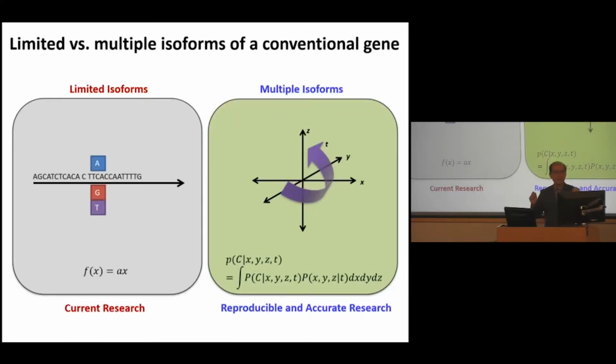So when we are looking at limited isoforms of a single gene compared to multiple isoforms of a single gene, if you are looking at limited isoforms, we use the formula f(x) equals a x. I'm just trying to make it rather simple here. However, when we are looking at the multiple isoforms of a single gene, then we are looking at a rather complex formula to understand and also to design our studies. But by introducing these multiple isoforms of a single gene, now we can accomplish reproducible and accurate research.